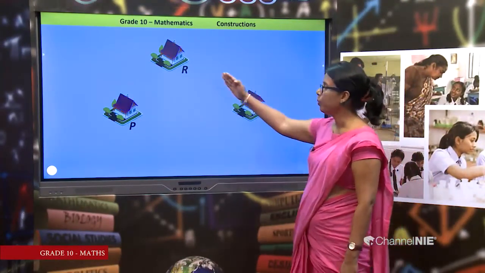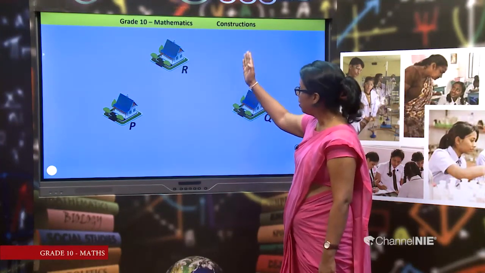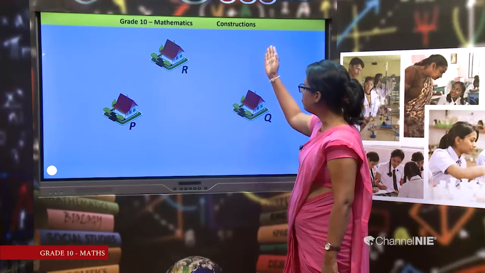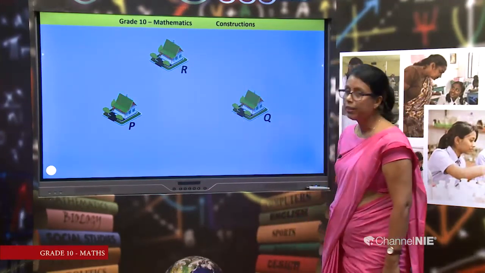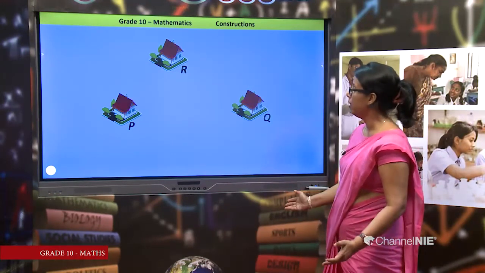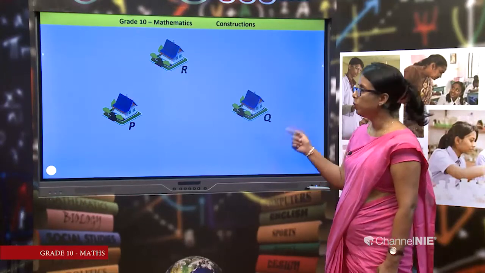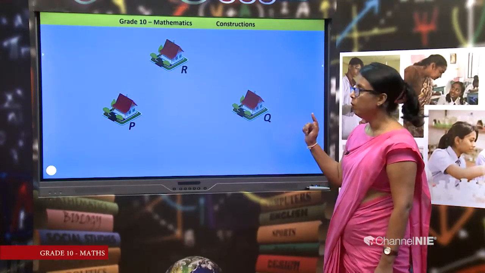Equidistant to RQ. That means somewhere on the perpendicular bisector of RQ. So these three perpendicular bisectors intersect at a point. So that should be the location.